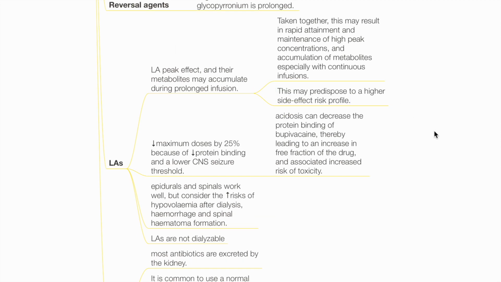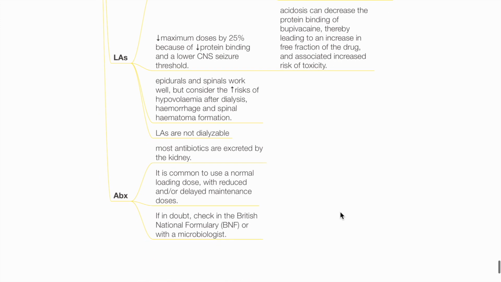Epidurals and spinals work well, but consider the increased risk of hypovolemia after dialysis, hemorrhage, and spinal hematoma formation. LAs are not dialysable. Antibiotics. Most antibiotics are excreted by the kidney. It is common to use a normal loading dose with reduced and/or delayed maintenance dose. If in doubt, check British National Formulary or consult microbiologist.